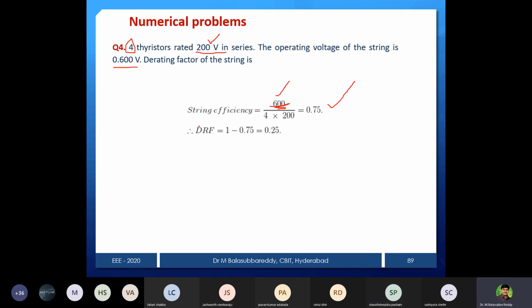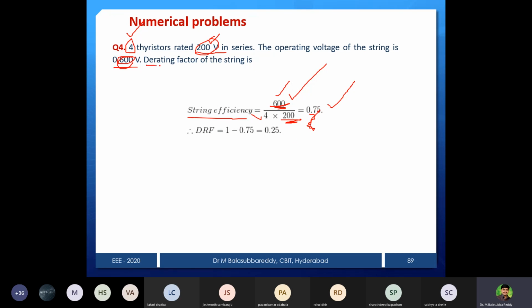Okay, you can see the string efficiency formula is known to you: actual voltage rating of the whole string. The mentioned voltage rating is 600, not 0.6. It is 600 volts divided by 4, since 4 SCRs are in series. That's why I mentioned 4 here. The other one, 1 SCR rating, is given as 200 volts. Then we'll get 0.75 as our string efficiency.